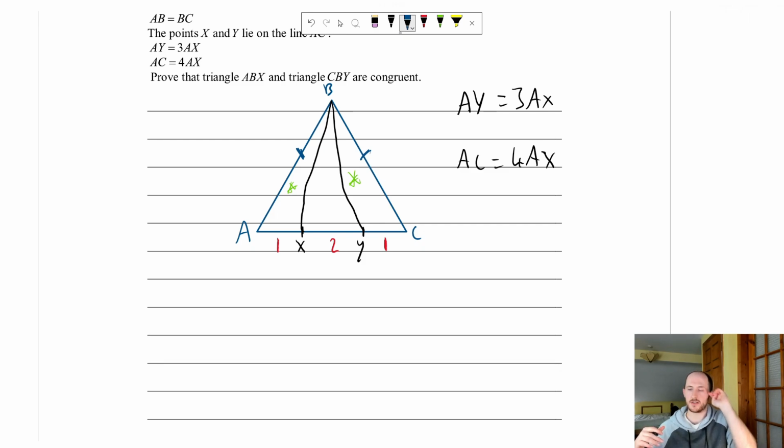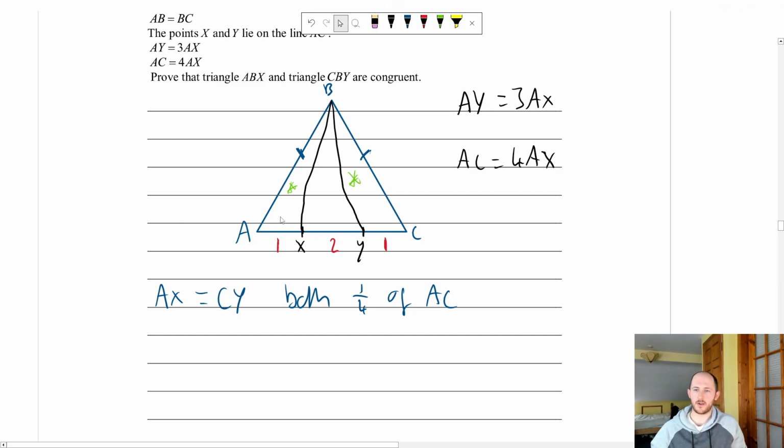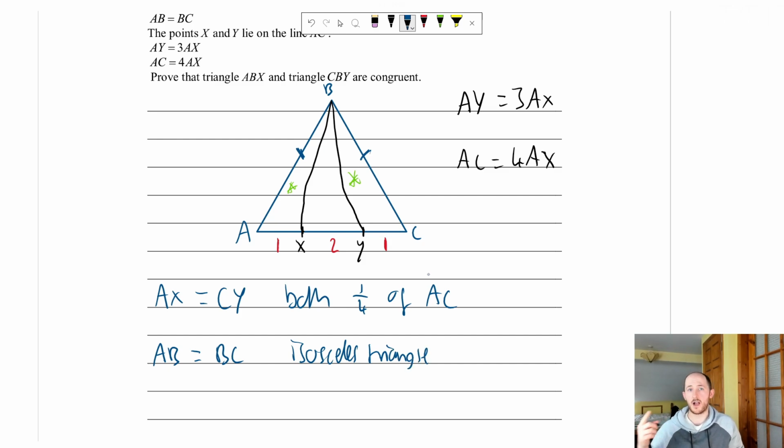So what's the first thing I can notice? Well, the first thing I notice is, of course, AX and CY are the same. Right? And the reason for that is they're both a quarter of AC. So that's one. They've got a side in common. The next thing I notice, of course, AB is equal to BC, because, again, it's an isosceles triangle. So far I've got SS. So the one I'm thinking of is side, angle, side.